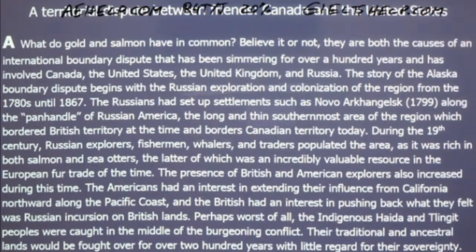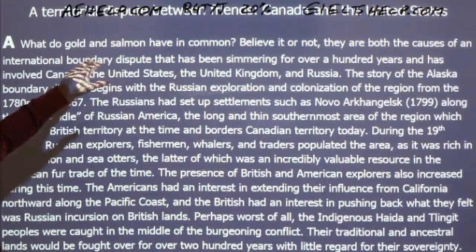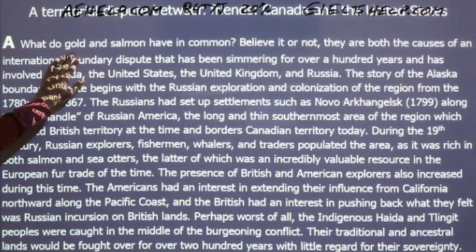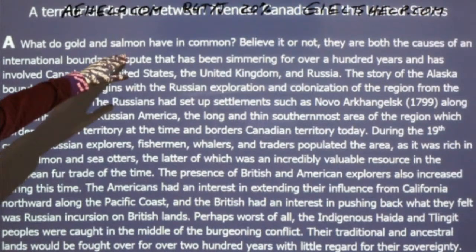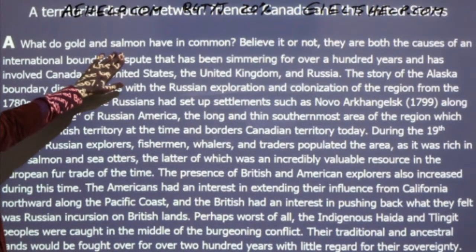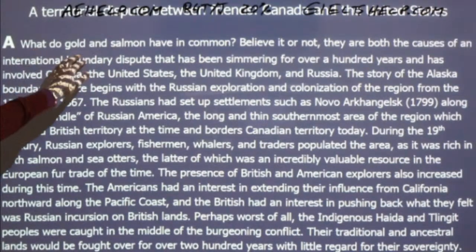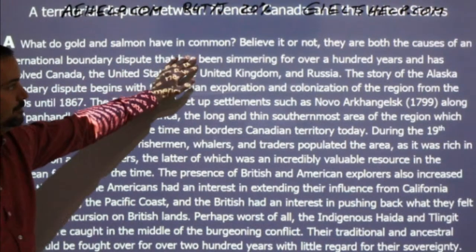Visualize the information. So put pictures to this. Gold, salmon. I definitely see a big chunk of gold or a gold ring on my hand. Salmon, I see a nice barbecued salmon in front of me. Okay, so what do gold and salmon have in common?